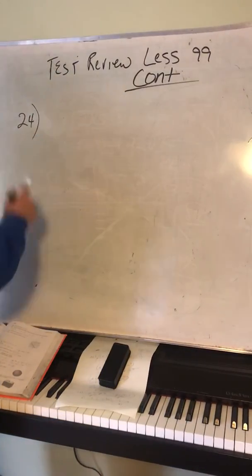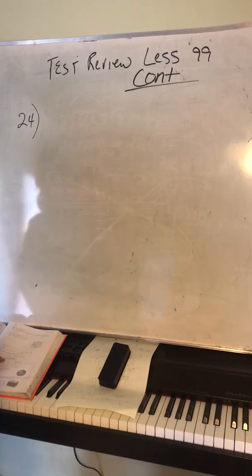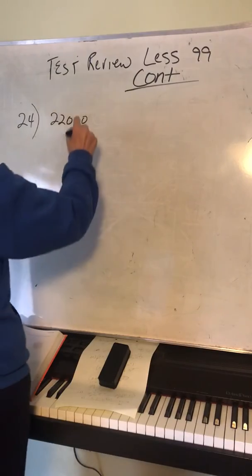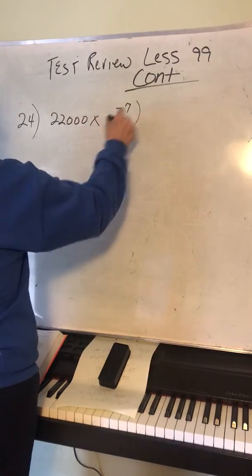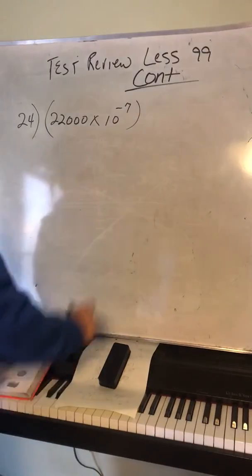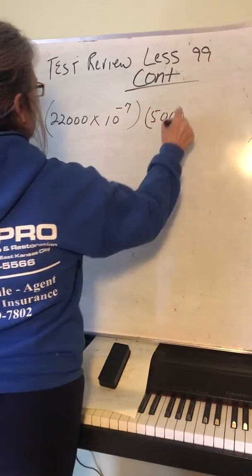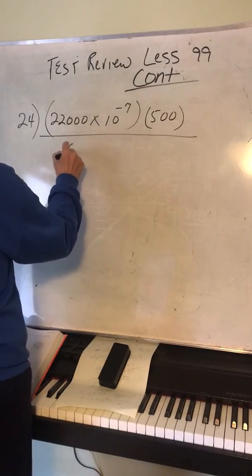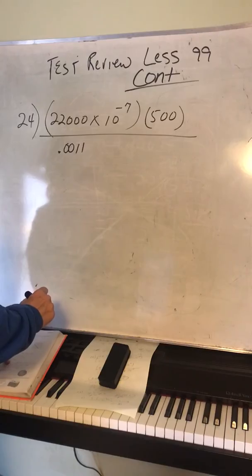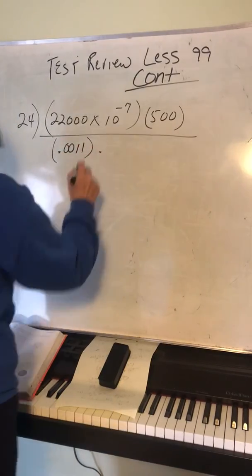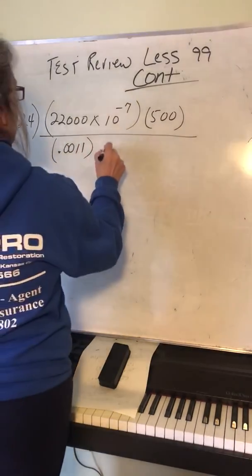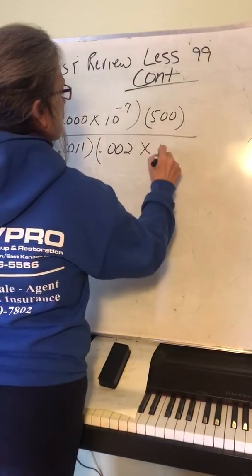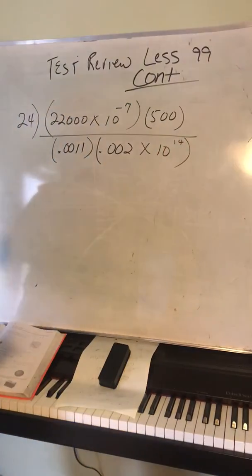Number 24, scientific notation, simplify. Okay, so we have, let's write the problem, 22,000 times 10 to the negative 7, and the next part is times 500, and then underneath here we have 0.0011, and then we have 0.002 times 10 to the 14th. Okay, so we're going to simplify these.